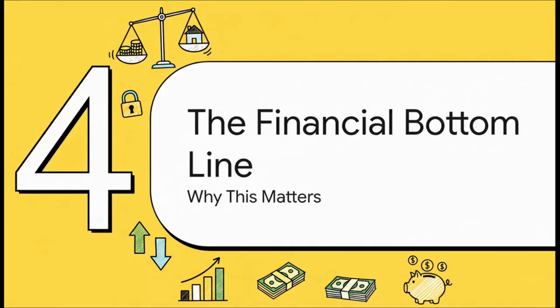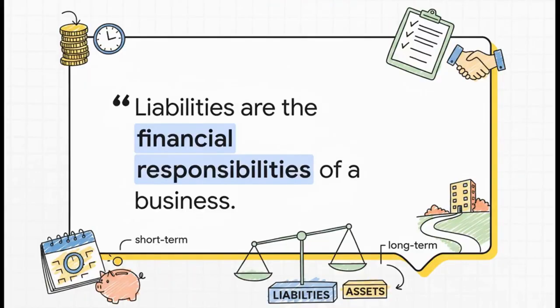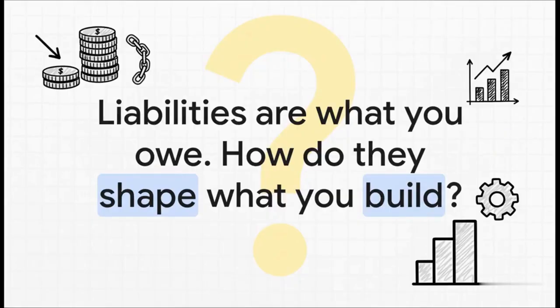Okay, so we've defined liabilities, we've sorted them out by time, but what's the actual bottom line? Why does any of this really matter for a business? It all boils down to this one simple idea. Liabilities represent the financial responsibilities of a business, and understanding them is absolutely critical because it shows you all the promises a company has made, and these are promises it has to keep if it wants to survive, let alone grow.